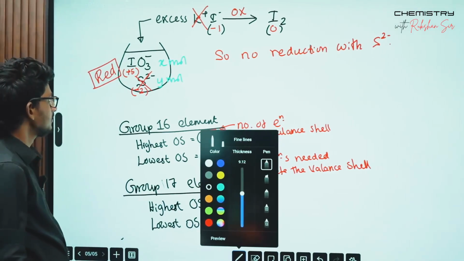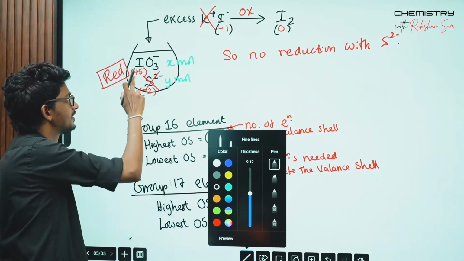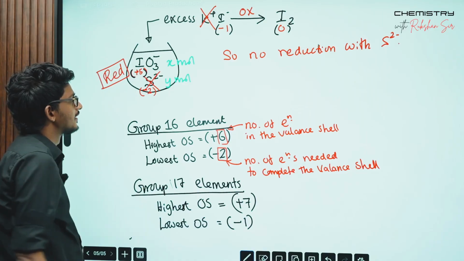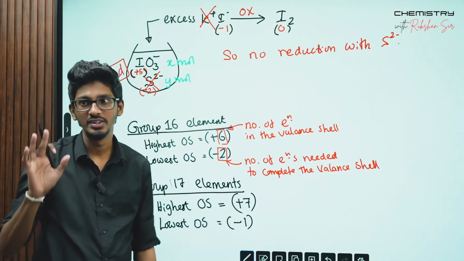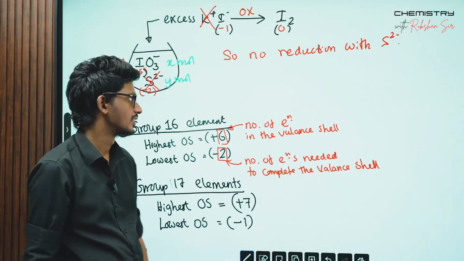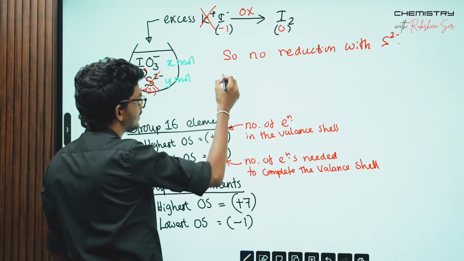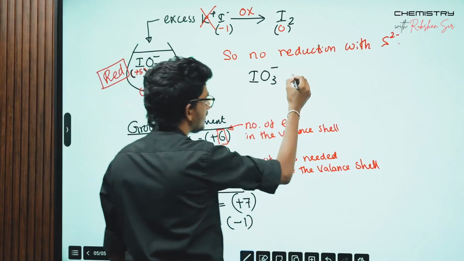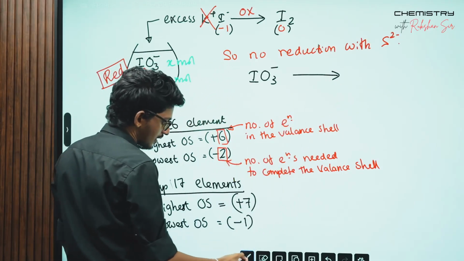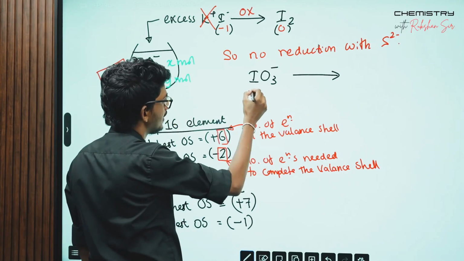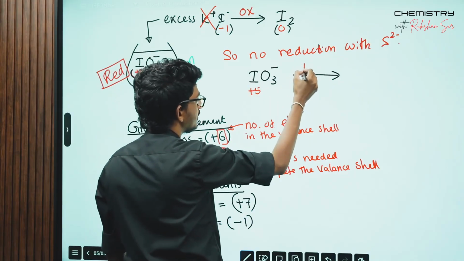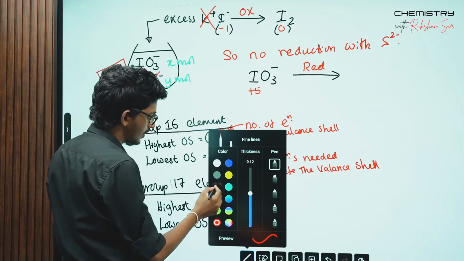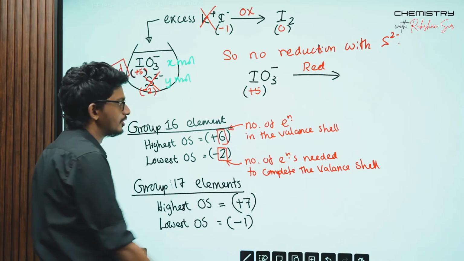Iodine, as a group 17 element, has +5 as not its lowest oxidation state, right? So it can get reduced. IO3 minus can get reduced. That +5 oxidation state can get reduced. The iodine is supposed to get reduced.